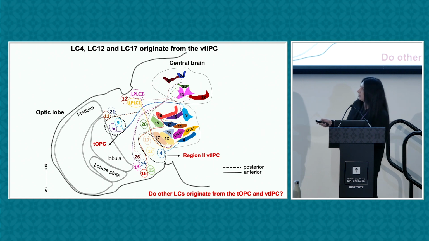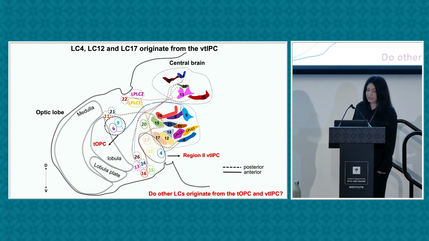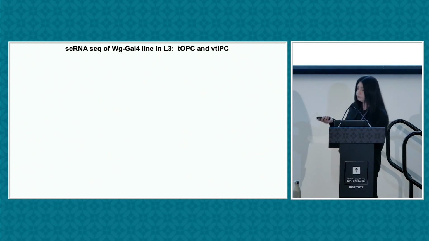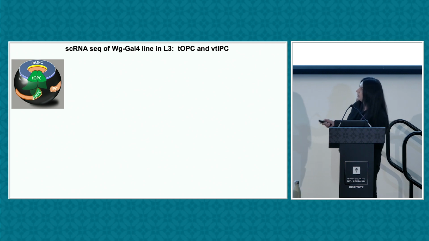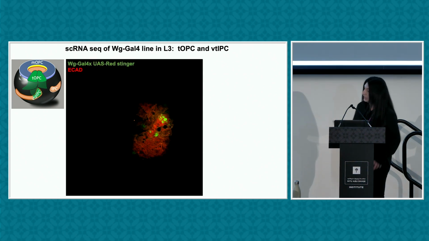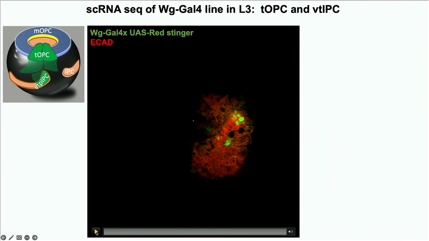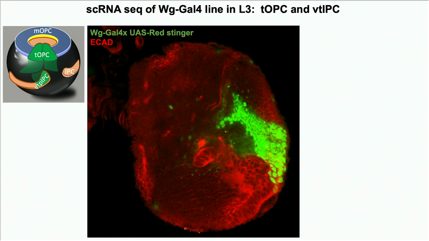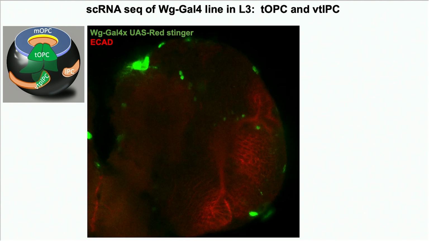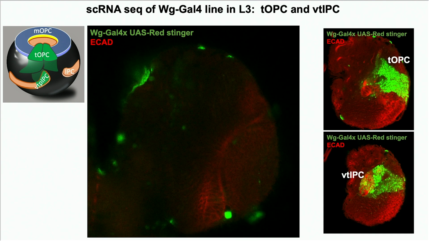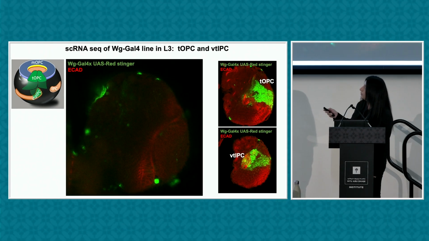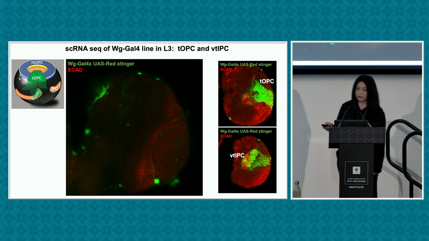And so do other LCs come from these two regions, the tips of the OPC and the region 2 of the VTIPC? And to further look at that, we had a line that is expressed only in the TOPC and the VTIPC. And you can see this line here. This is a larval brain again. And you see the green is the expression within here, the tips of the OPC and the VTIPC. And so we performed single-cell sequencing in this line, which would give us information about the types of neurons that are generated from only these two domains.